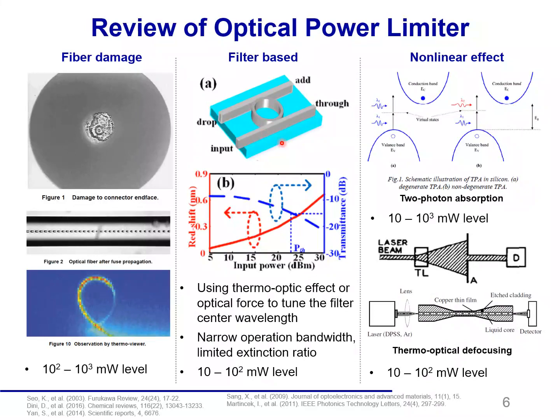So the third type we consider is the nonlinear effect. To photon absorption, the input power limit is around 10 to the power 3 milliwatts level. And another effect we can explore is the Thermo-Optical defocusing. It has a relatively low threshold and a simple design. So our power limiter is mainly based on this effect.